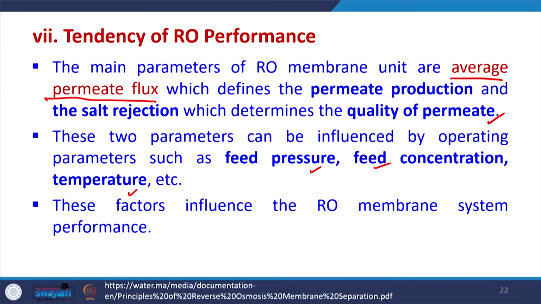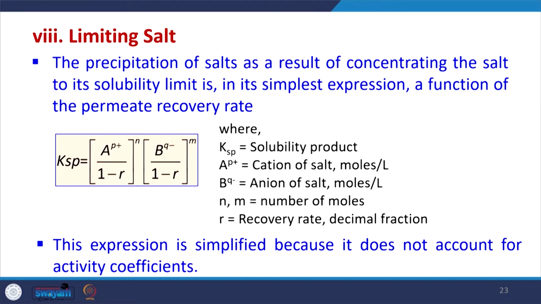Now, these two parameters can be influenced by a number of other parameters like feed pressure, feed concentration, temperature, etc. So, we will try to understand the RO performance with respect to these parameters. In addition, what is the limiting concentration of salt up to which it can operate well, otherwise precipitation of salt will start occurring, because it will reach the maximum concentration limit or limiting concentration.